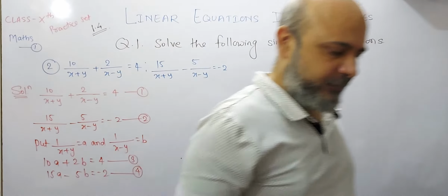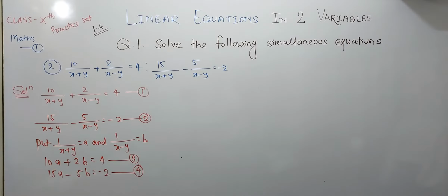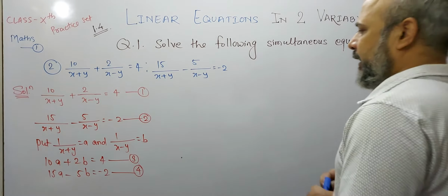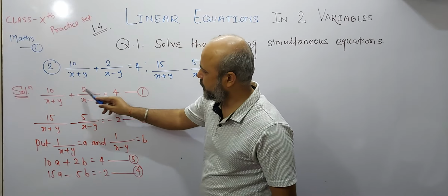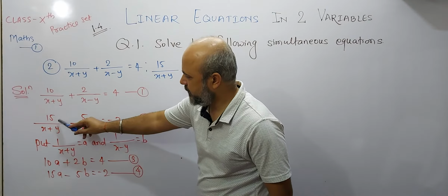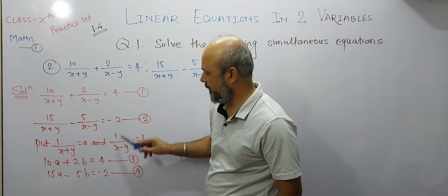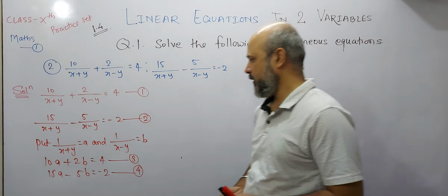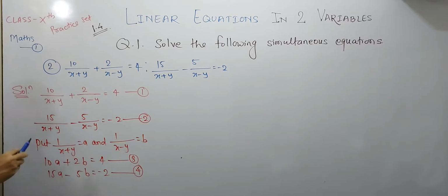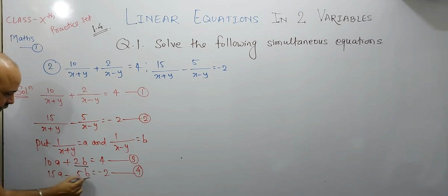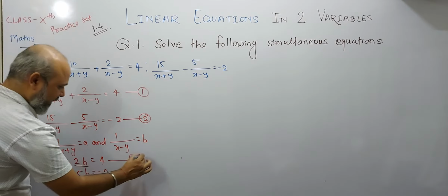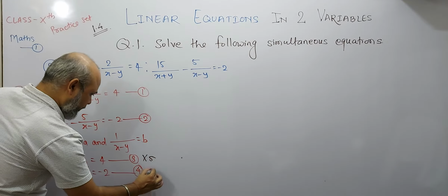Okay. So when you will put 1 upon x plus y is equal to a and 1 upon x minus y is equal to b, so you will get what? 10a plus 2b is equal to 4, and this becomes 15a minus 5b is equal to minus 2. So this is equation number 4. Now just here you will see both the equations having a and b variable. Now we want to eliminate variable b. So if you want to eliminate this variable, you have to make their coefficient equal. So multiply equation 3 by 5 and equation 4 by 2.